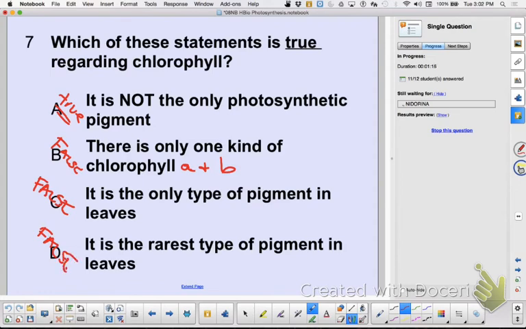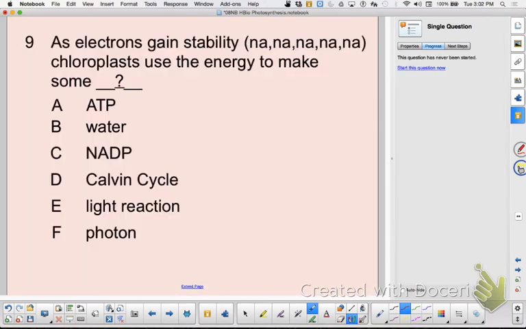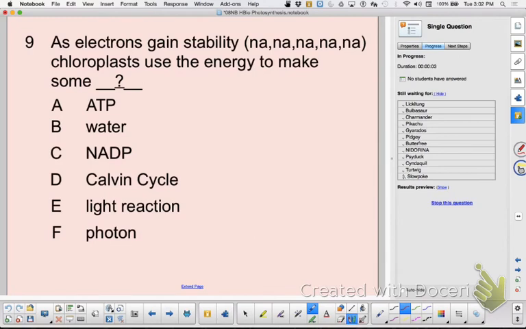Okay, so which of these is true? A. Okay. Are you glad you came? Do you feel like you have it locked down a little better? Okay.